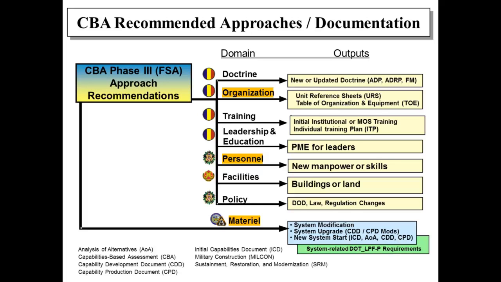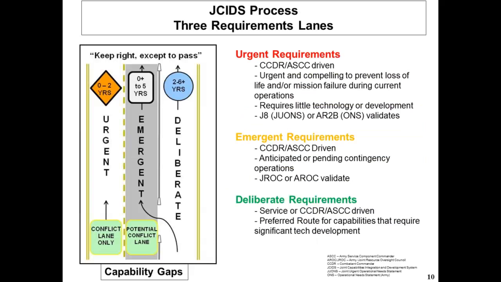But here in the force management blocks, we're really going to focus on organization and material and a little bit of personnel, because we've got to talk about the integration of personnel as well. But that's really what we're going to focus on. But there are 3 different lanes that the JCIDS process can travel in.